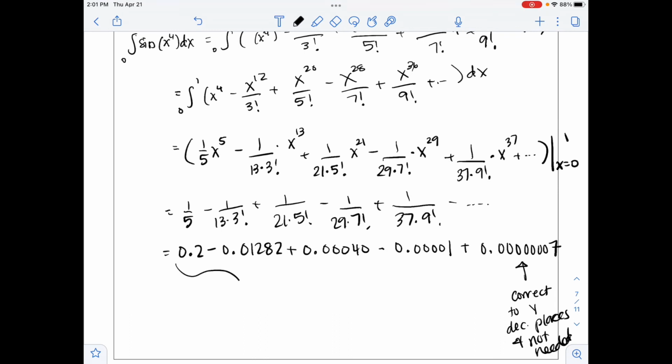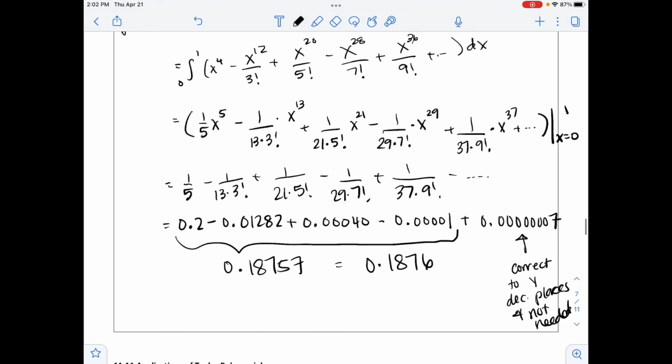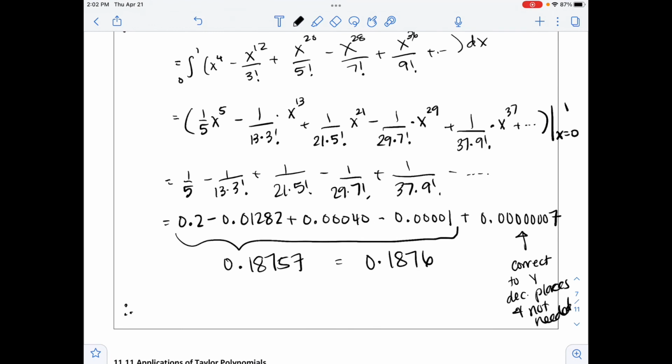And so adding up these 4 terms that we have, we get 0.18757, or we can also say correct to 4 decimal places as 0.1876. And so therefore we can say the integral from 0 to 1 of sine x to the 4th dx is approximately equal to 0.1876.